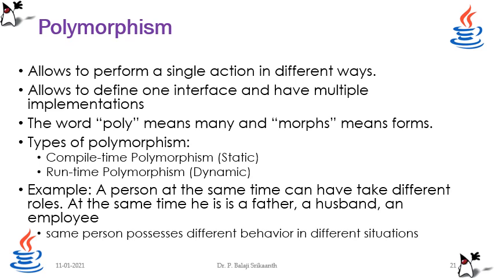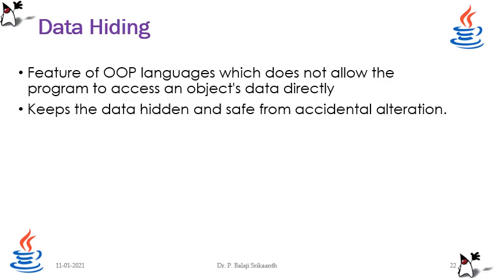Therefore, polymorphism is exhibited like this in real life. Data hiding is a feature of object-oriented programming languages. This feature does not allow an object's data to be accessed directly by other programs. Rather, the methods declared inside the class are used for accessing the data.